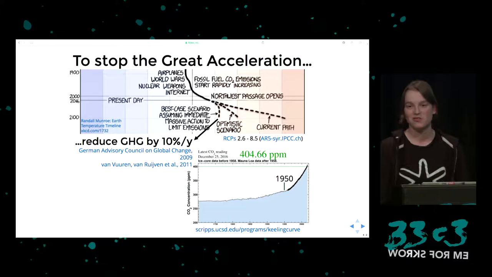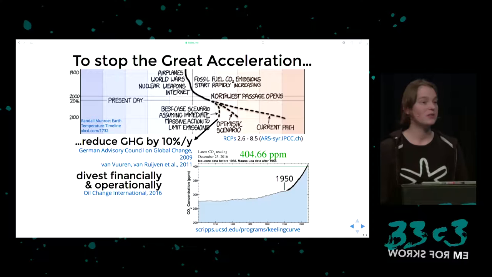Also, this is, of course, not an individual thing to solve. This also needs global campaigns. You probably know the students' divestment campaign in the US, where students try to convince their administrations in the universities to stop investing endowment funds into fossil fuel companies.